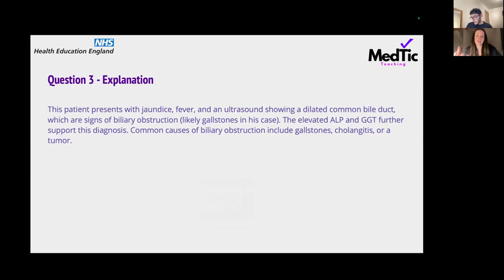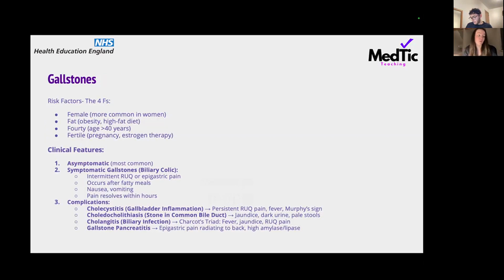The elevated ALP and the elevated GGT also are supportive of the diagnosis of it being an obstruction somewhere. So things that can cause obstruction include things like gallstones, cholangitis, or a tumour. In terms of gallstones, lots of people talk about the 4 Fs as risk factors for developing gallstones: being female, being fat, being over the age of 40, or being fertile. In terms of clinical features, gallstones can be asymptomatic as well, but they can also present symptomatically.